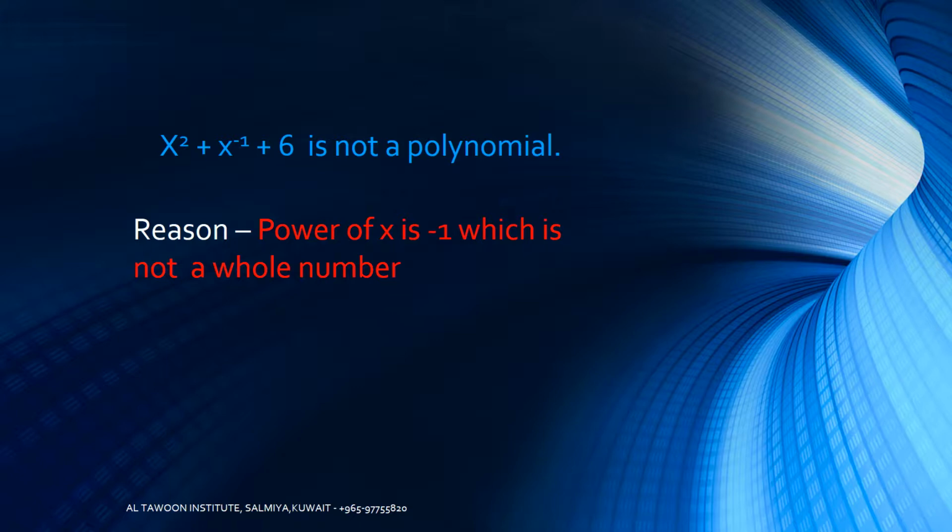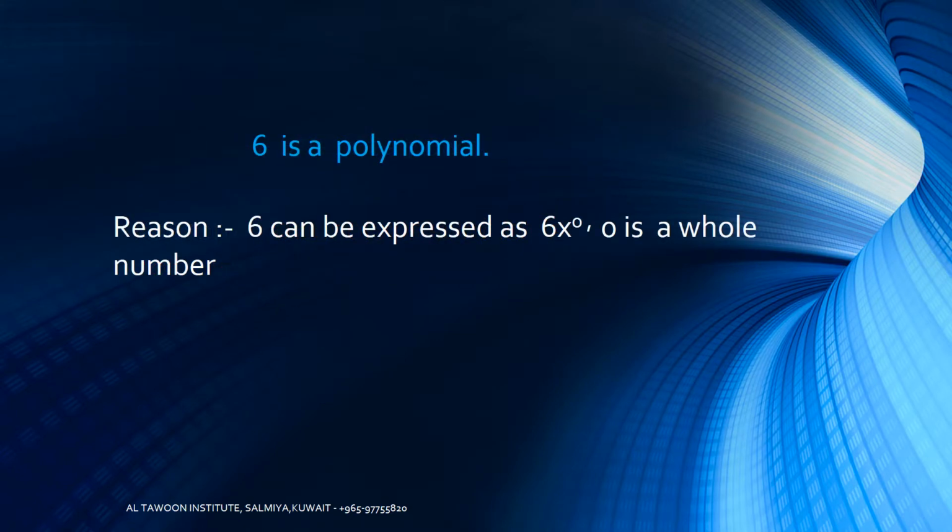A polynomial p(x) = ax + b of degree 1 is called a linear polynomial. A polynomial p(x) = ax² + bx + c of degree 2 is called a quadratic polynomial. A polynomial p(x) = ax³ + bx² + cx + d of degree 3 is called a cubic polynomial.